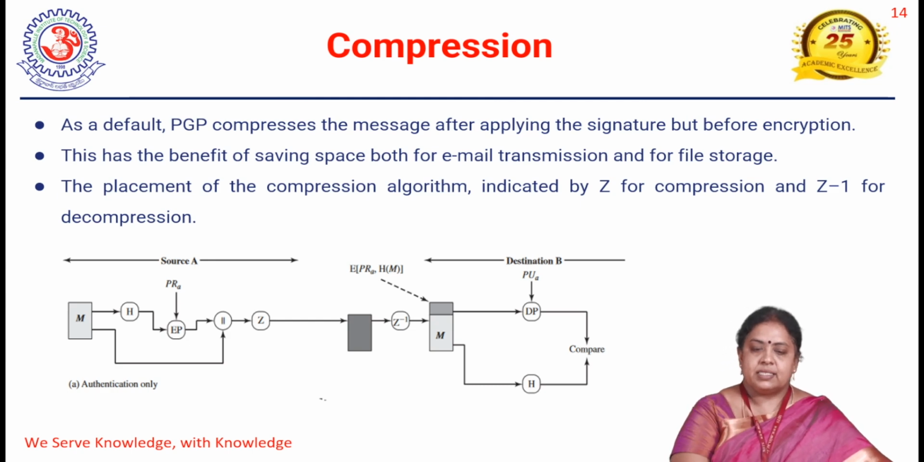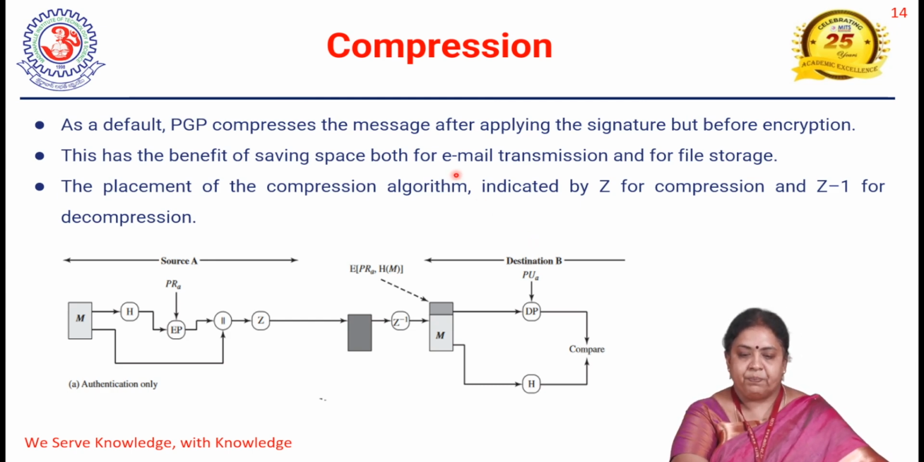Okay. And the next service that is provided by PGP is compression. Compression is nothing but reducing the content of the message. So PGP by default compresses. How is it going to compress? It compresses the message after applying the signature, but before the encryption. PGP is going to compress the message after applying the signature, but before the encryption.